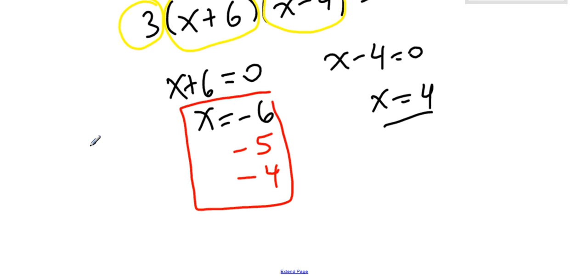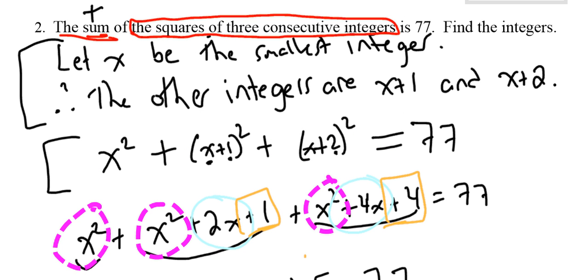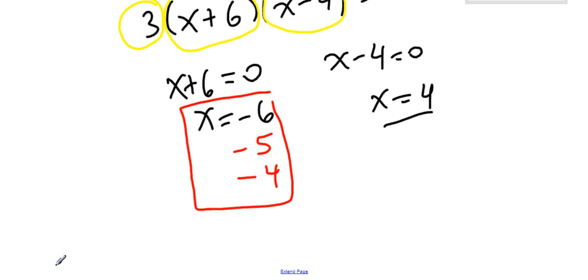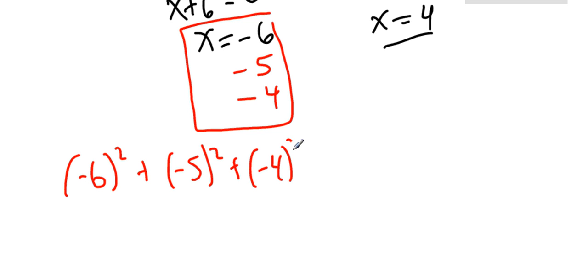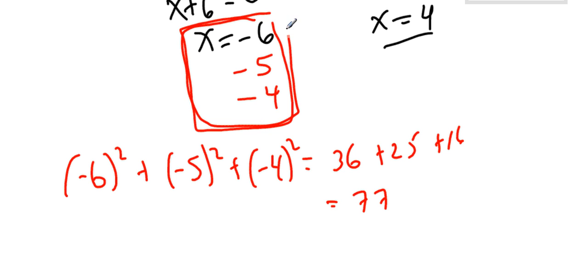Now, let's see. Do these 3 numbers have the property that the sum of the squares adds to 77? So let's check. Is it true that negative 6 squared plus negative 5 squared plus negative 4 squared equals 77? So 36 plus 25 plus 16 is indeed 77. So here's one set of correct answers.